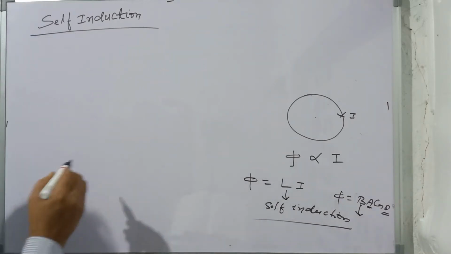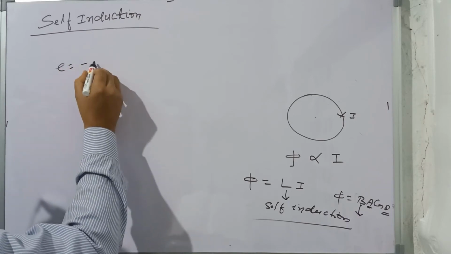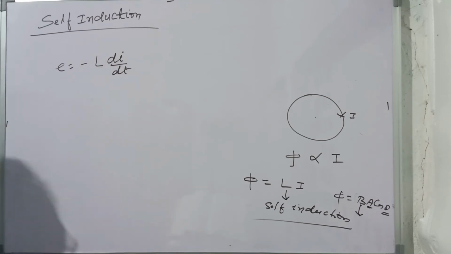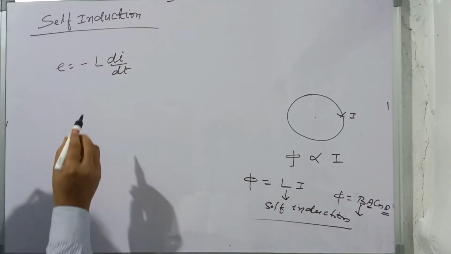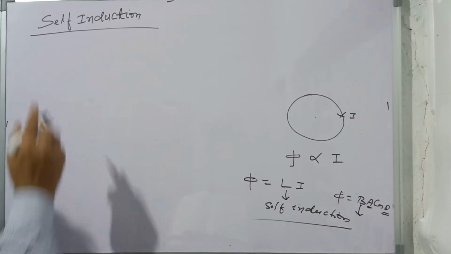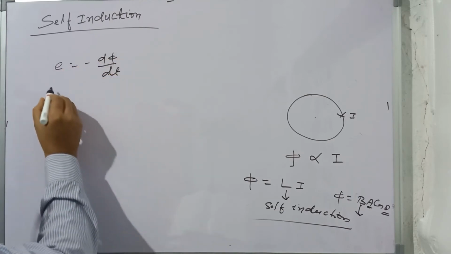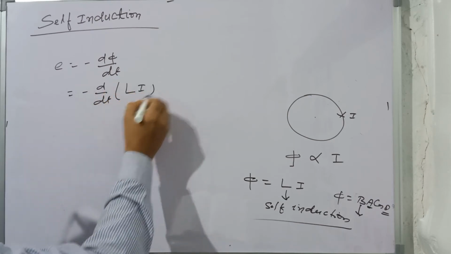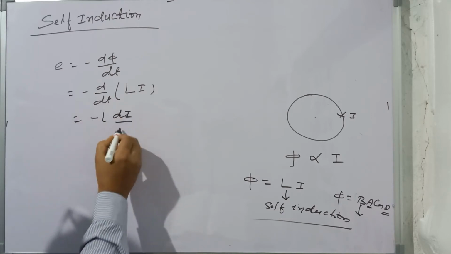Now according to Faraday's law of electromagnetic induction, E is equal to minus d phi by dt, and hence the EMF induced is equal to minus d by dt of Li, and L is constant, so it is L di by dt.